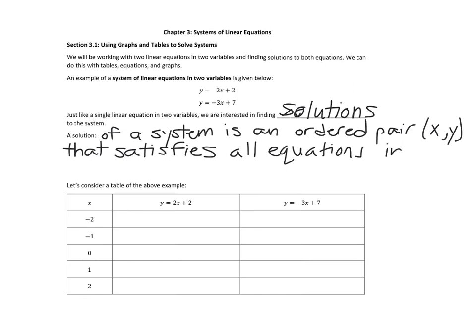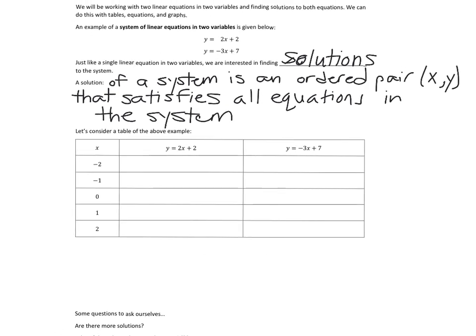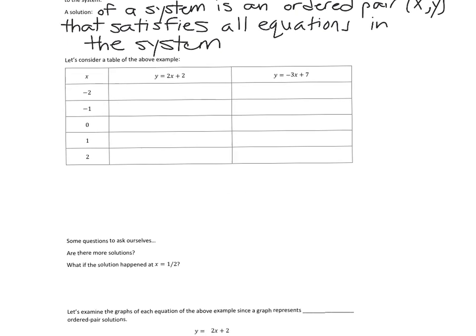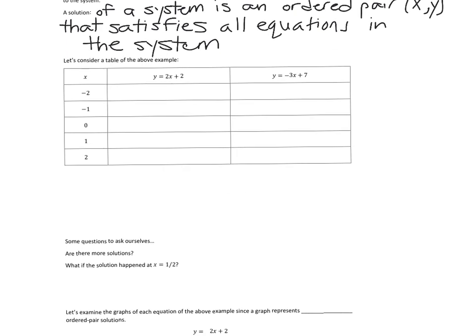All right, so let's do a little bit of exploring. We're going to take those two equations, 2x plus 2 and negative 3x plus 7, and we're going to make kind of a three-way table. Okay, so it's an x-y table. Let me just show you how this works. This x, negative 2, we're going to plug it in here, right? And get our solution.